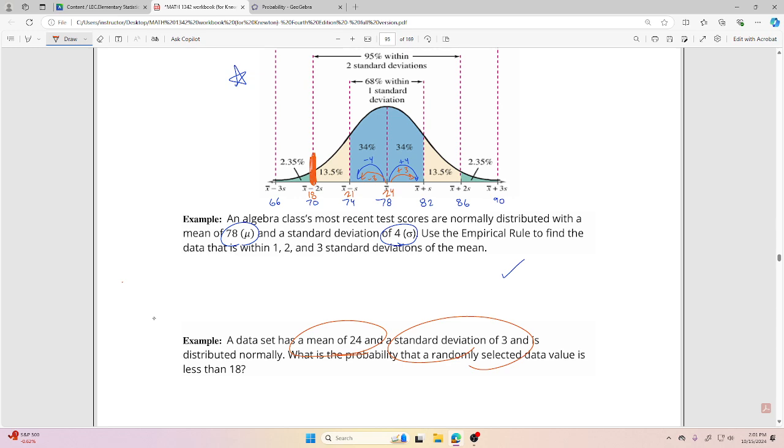Now it says, what's the probability of less than 18? So they're saying all this stuff over here. They're saying all this and it'll keep going forever. It's really thin, but what's that probability there? And it's not just 2.35. It keeps going a little bit, right? So how can we find that?